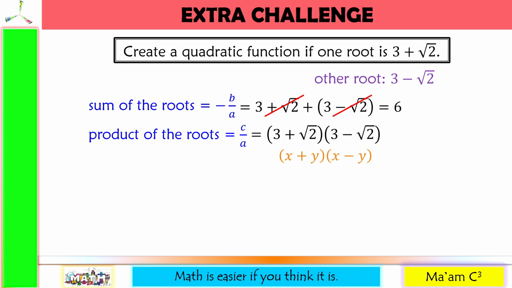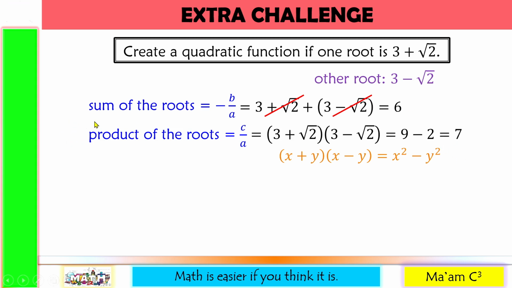And we have learned from our lesson, sum and difference of two binomials, the answer will be the square of the first term minus the square of the second term. So x squared, our x is 3, so we have 3 squared, and that would be 9. Our y is square root of 2, and square root of 2 squared is 2. 9 minus 2 is equal to 7.